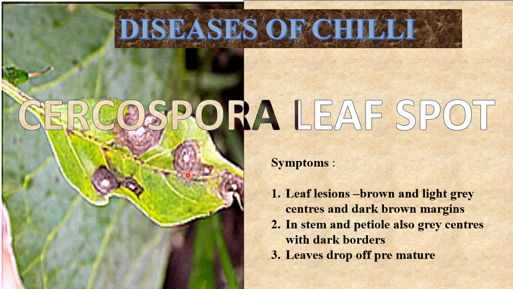Here you can see clearly that leaves will drop off without maturing properly if Cercospora leaf spot is present in the chili crop. In severe infections, leaf drop occurs, and the stems and petioles are also affected. Here you can observe that the stem and petiole have dark brownish borders. So this is Cercospora leaf spot, and the spots are elliptical in shape.